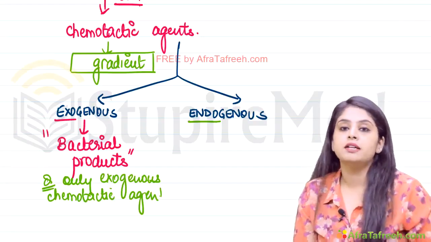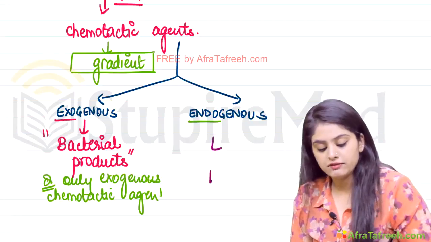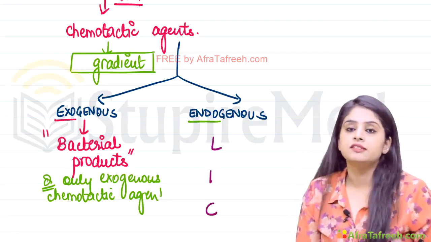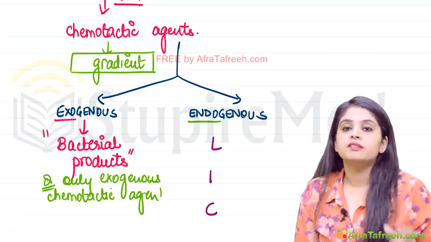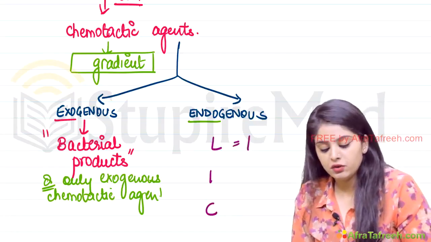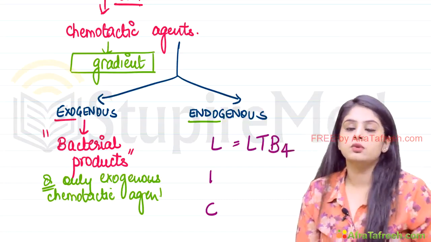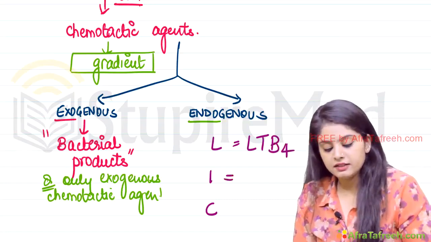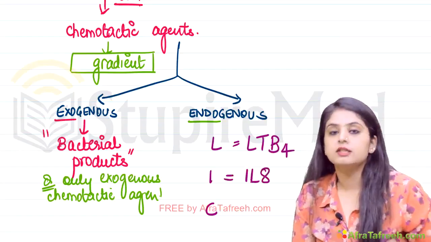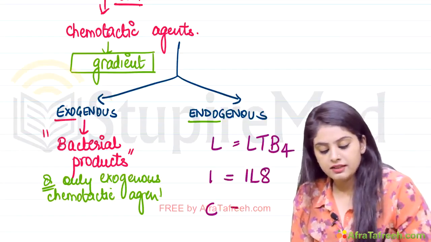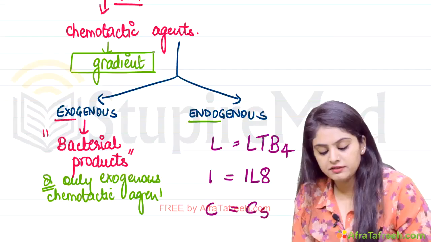How will we remember these endogenous agents? For this I've got a simple mnemonic for you, that is LIC. What is LIC? L stands for leukotriene B4. I stands for interleukin 8. And C stands for C5A.